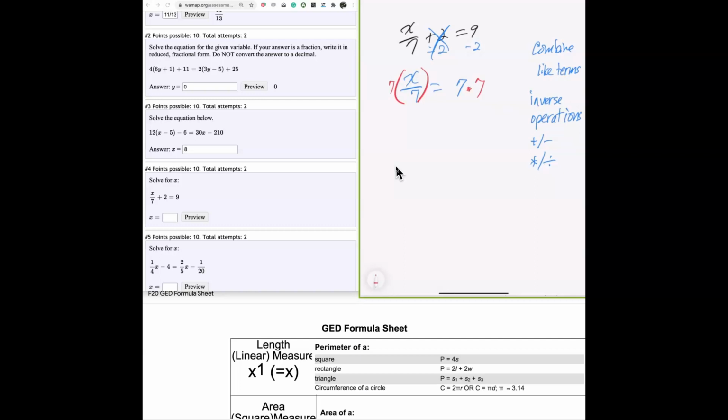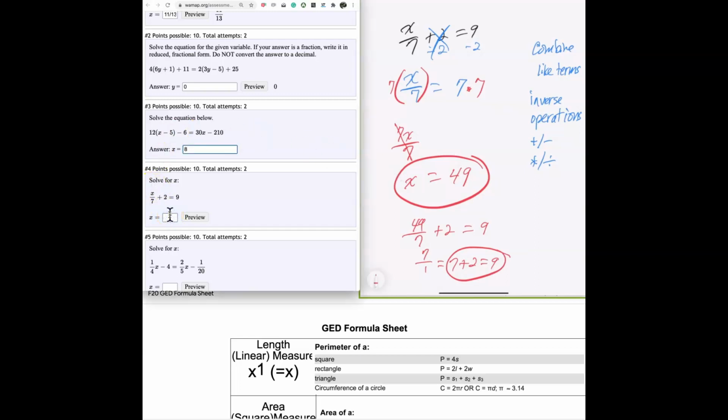So we've got 7 times x over 7. Well, that's going to give us 7x over 7. And then we can eliminate 7 over 7 will give us 1. That leaves x. And that's going to be equal to 7 times 7, which is 49. So x should be equal to 49. If we plug that back in up here, does that work? 49 over 7 plus 2, is that equal to 9? 49 over 7 is equal to 7 over 1, which is equal to 7, plus 2 is indeed equal to 9. So there we have it. We'll put x is equal to 49.